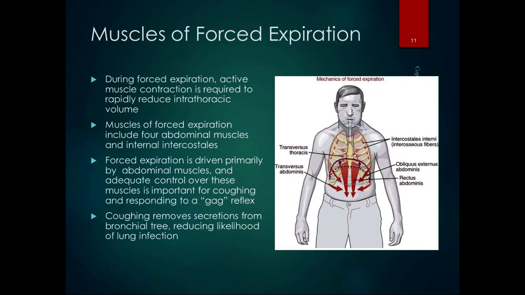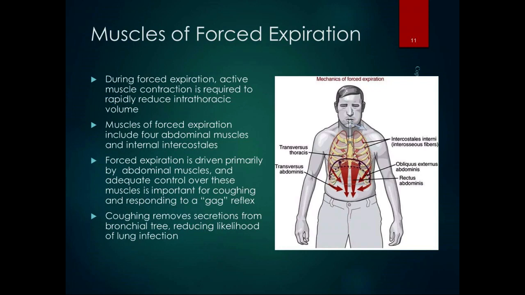So during forced expiration, active muscle contraction is required to rapidly reduce intrathoracic volume and force the air out. So the muscles of forced expiration include the 4 abdominal muscles and the internal intercostals. So all 4 layers of abdominal muscles compress the abdomen, and the internal intercostals pull the ribs down. Forced expiration is driven primarily by the abdominal muscles, and adequate control over the abdominal muscles is important for coughing and responding to a gag reflex. Coughing removes secretion from the bronchial tree and reduces the likelihood of lung infection. So coughing is an important thing to be able to do.